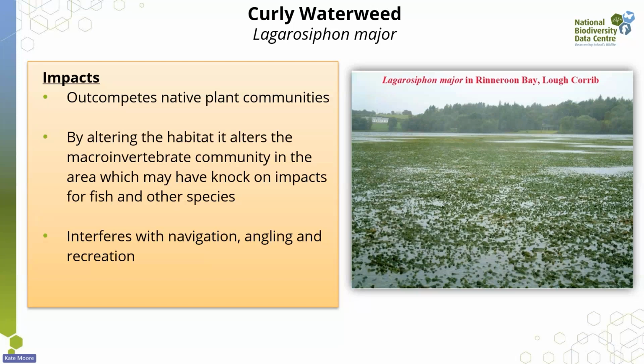So what are the impacts of lagarosiphon? So again, it outcompetes our native plant communities. It can alter the macroinvertebrate communities in the water, and this has knock-on impacts for fish and other species. And it's also known to interfere with navigation, angling, and recreation.